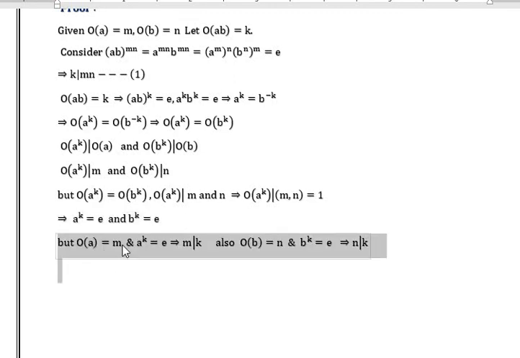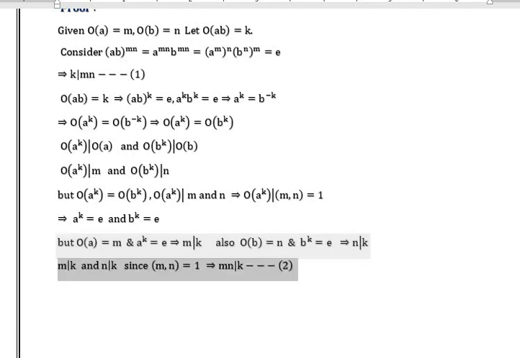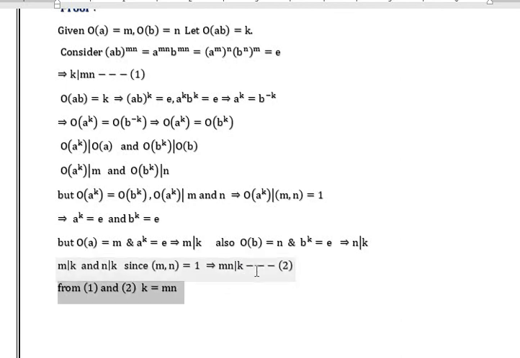But order of a is equal to m and a power of k is equal to e. Both of these results imply that m divides k, and also we have order of b is equal to n and b power of k is equal to e, which implies n divides k. m divides k and n divides k, since m and n are relatively prime, implies mn divides k. Take this as equation 2. Now from 1 and 2, k is equal to mn, that is, order of ab is equal to order of a into order of b. Thank you.